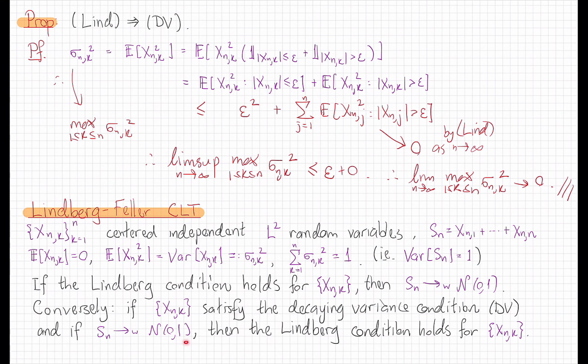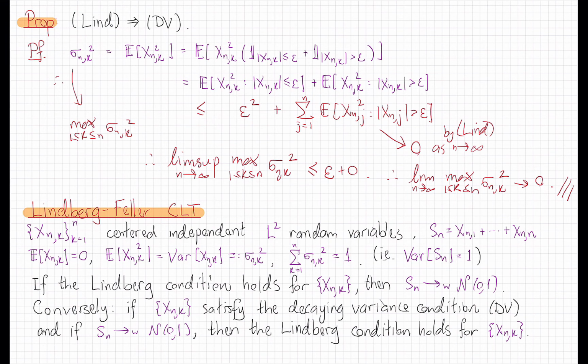Conversely, if we know that the sums converge weakly to standard normal distributions, and if we know they satisfy the decaying variance condition, which we saw is actually weaker than the Lindeberg condition, then in fact we do get the Lindeberg condition. Thus what we see here is that while the Lindeberg condition is not stated in a way that makes it necessary and sufficient for the central limit theorem, the difference between the sufficient Lindeberg condition and the necessary decaying variance condition is precisely weak convergence to a Gaussian, and so these two are closely tied together.